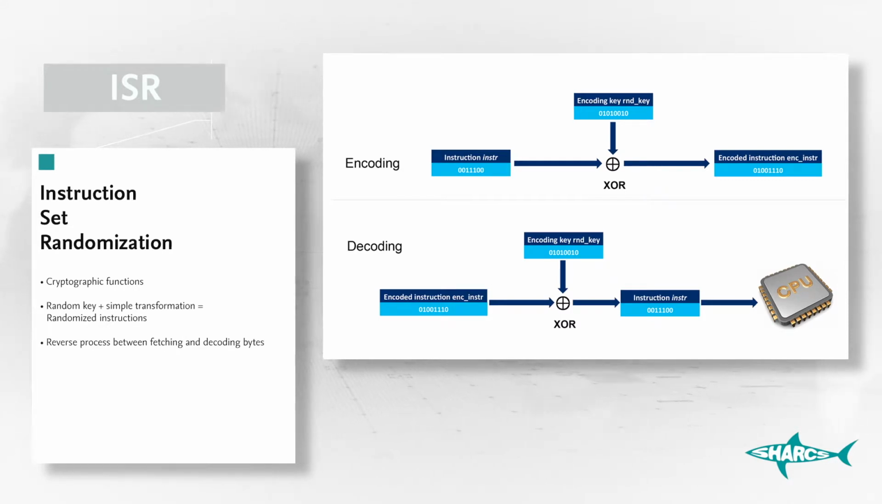ISR usually relies on simple cryptographic functions to generate random languages with low performance overhead. On binaries, for instance, a random key can be used to randomize every instruction by employing a simple transformation like XOR, while the reverse process is applied by the runtime after fetching bytes to execute and before decoding them to instructions.